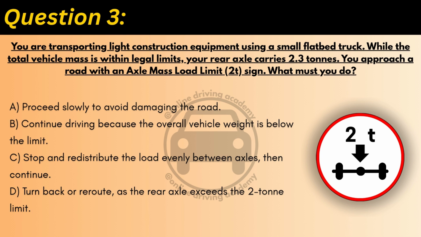Is it option B, continue driving because the overall vehicle weight is below the limit? Is it option C, stop and redistribute the load evenly between axles and then continue? Or is the correct answer option D, turn back or reroute as the rear axle exceeds the 2 ton limit? Automatically, option D should be your correct answer because that is instructing you to not be on that road since your rear axle is going to exceed the 2 ton limit. Therefore, option D will be our correct answer.